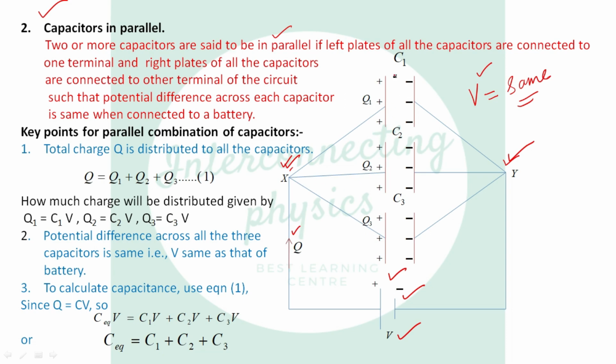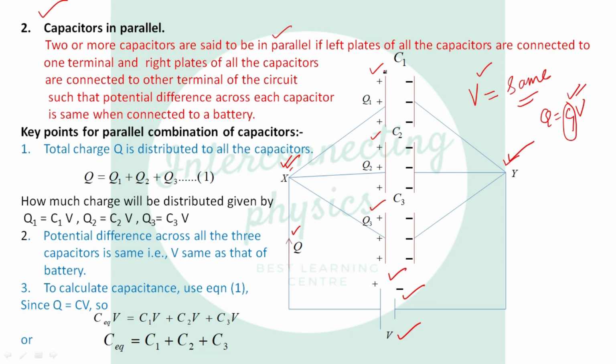It means the left plate of capacitor 1 becomes positively charged, the left plate of capacitor 2 becomes positively charged, the left plate of capacitor 3 becomes positively charged. And how much charge will be taken by each capacitor? It depends upon the relation Q equal to CV. It depends upon the capacitance of the capacitor.